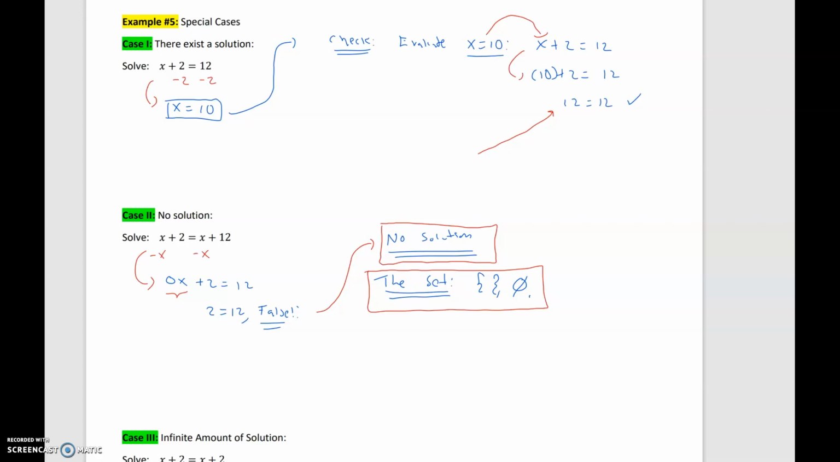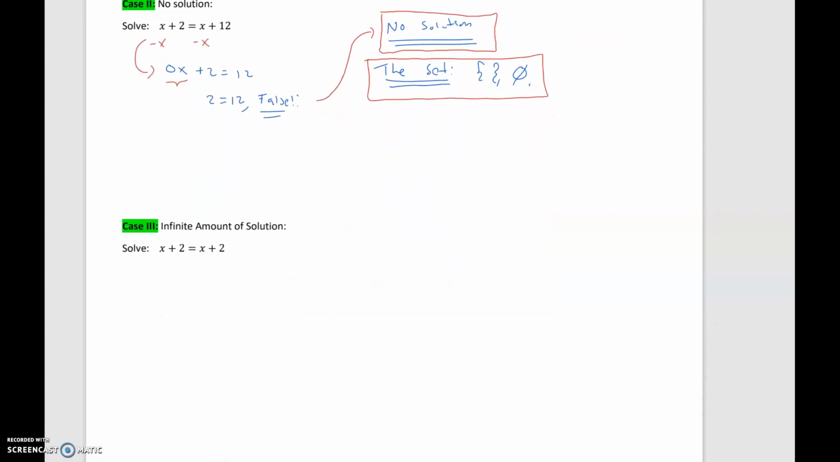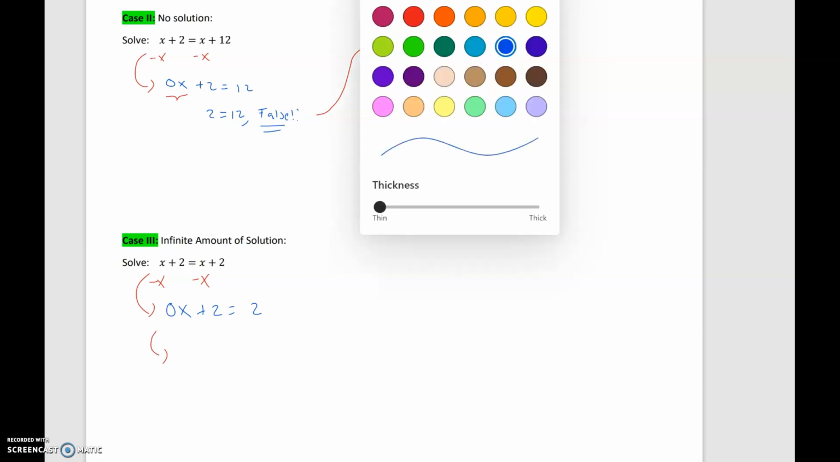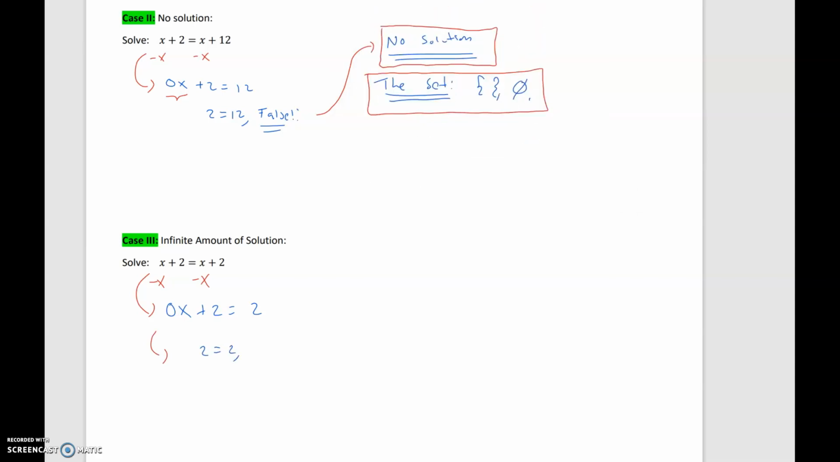The last case that we need to talk about is the infinite amount of solutions. In the infinite amount of solutions, we have the same process that occurred in the no solution case. For example, if we were to solve this problem and rearrange the x's, you would notice that your x's go away. I'm just going to rewrite it as 0x plus 2 is equal to 2. And in this case, our x's cancel out. So we end up with 2 is equal to 2, which is true.